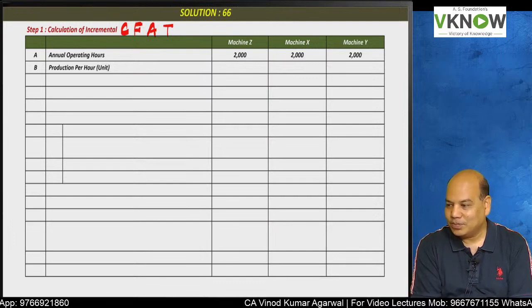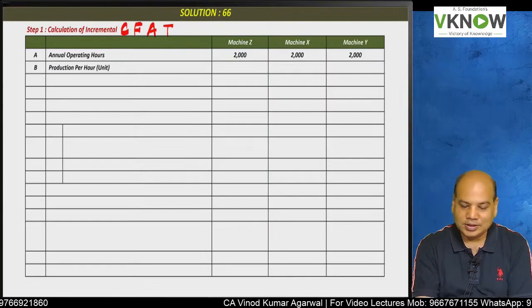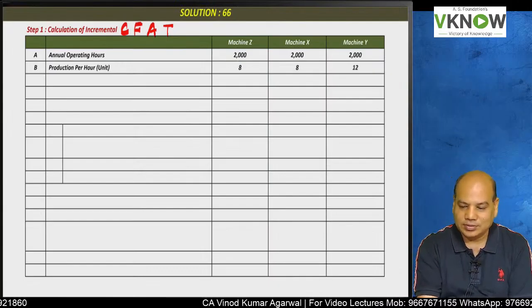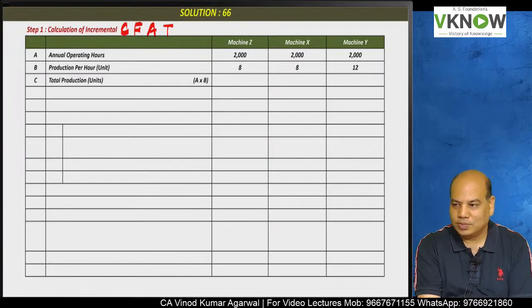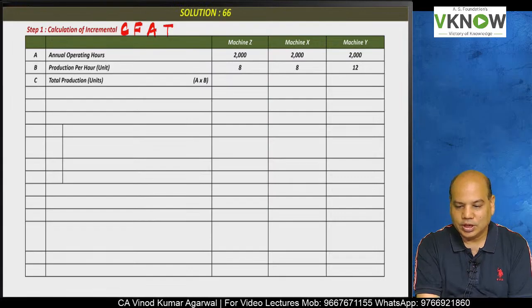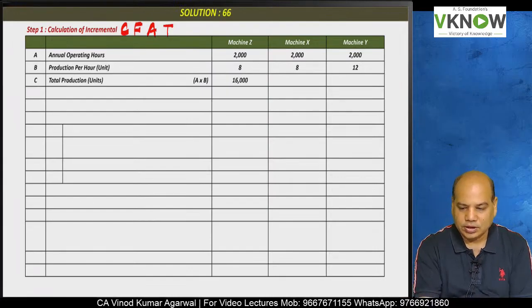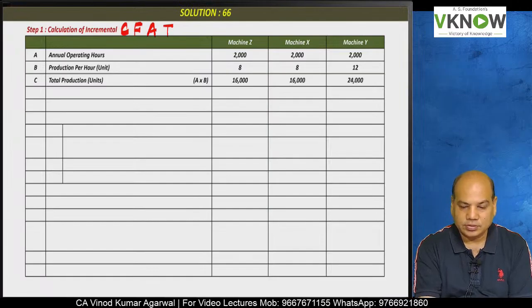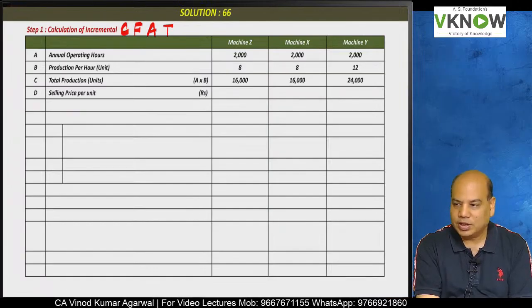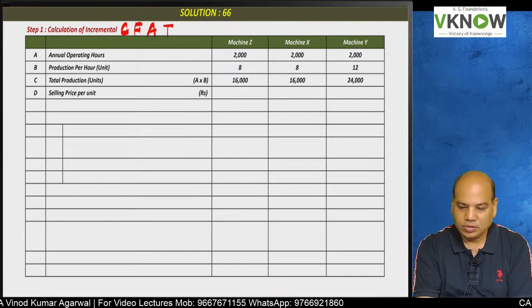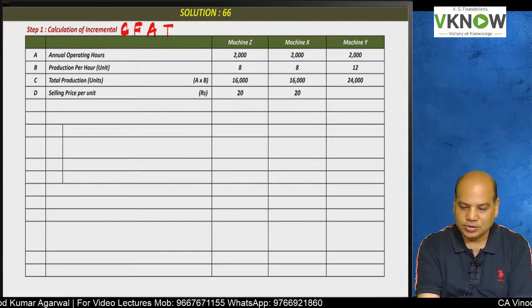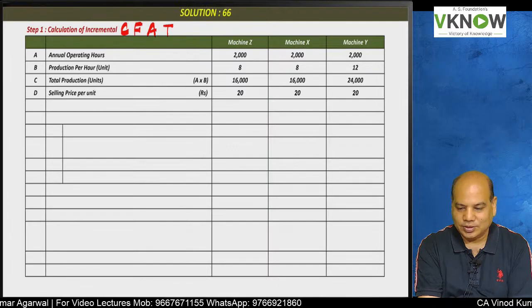Next, point number B, production per hour. Production per hour is 8, 8, 12; the question is in front of you. Total production in units, A into B: 16,000, 16,000, 24,000. Selling price per unit in rupees. This is 20, 20, 20.